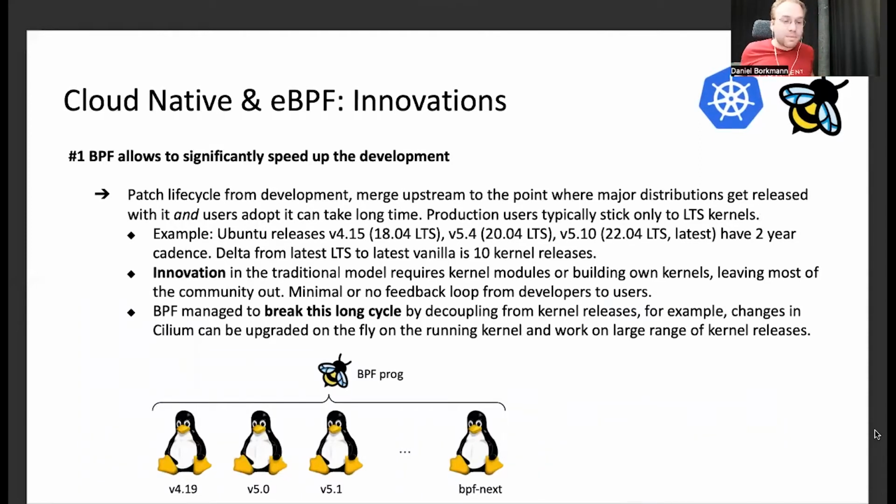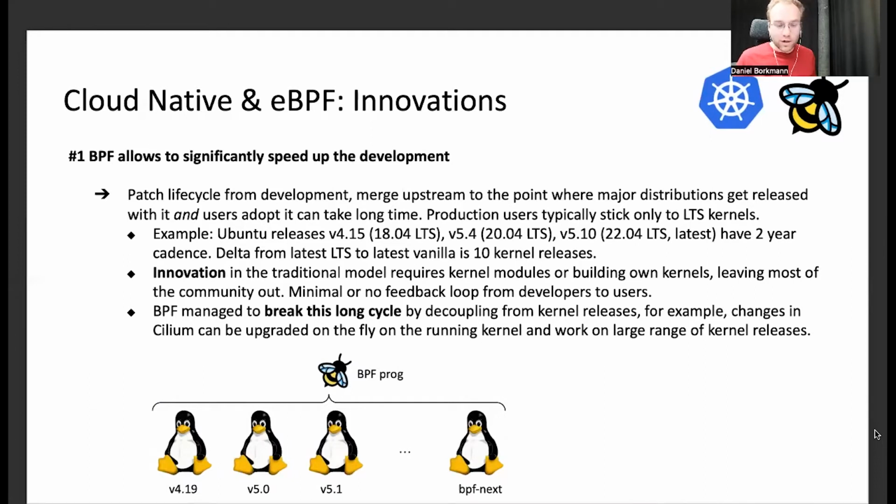So number one, BPF allows to significantly speed up the development. I think that's really important because if you think of a typical patch life cycle, you need to develop the patch, get it merged upstream, then you need to wait until major distributions get released with it, but it doesn't just stop there because users also have to adopt it. And typically what we see is users like to stick to LTS kernels, understandably, and they have a 2-year release cadence, which is really long.